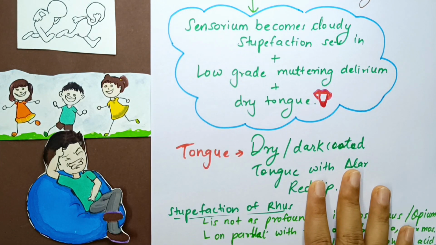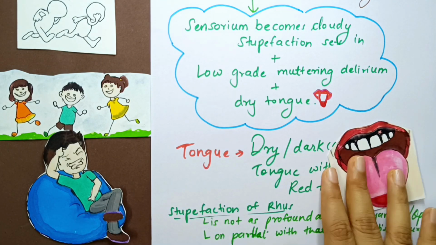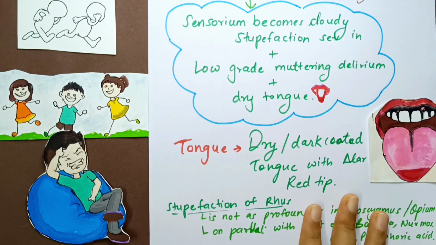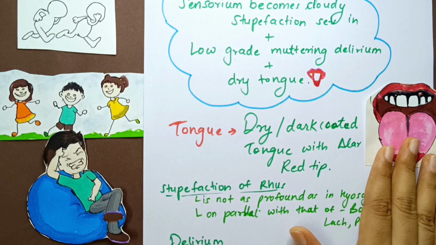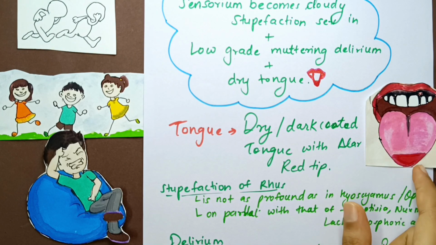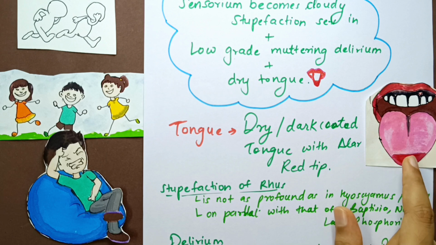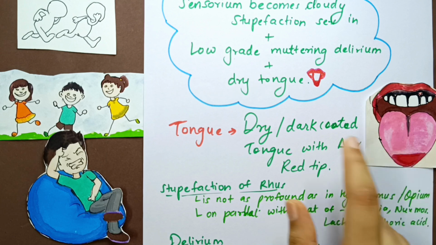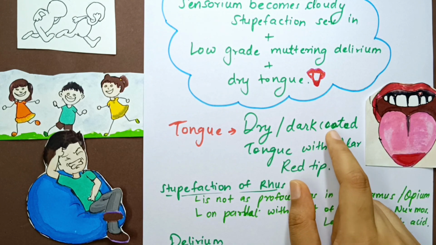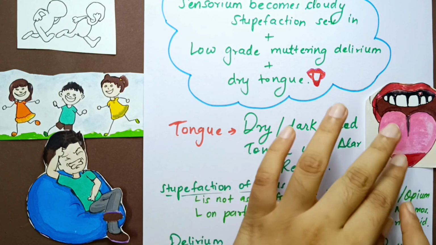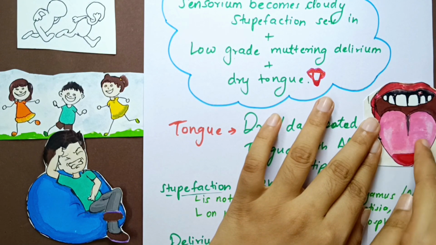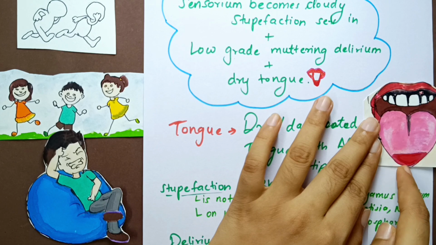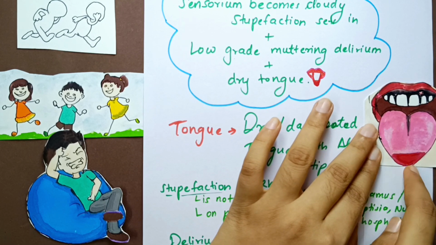Now, the tongue of Rhus Tox is very characteristic. Never ever forget about it. I hope this image helps you remember it. It is a triangular red tip tongue. It may be dry and dark coated, or dark coated also. So there can be a dark coating over here, but there will be a red tip, a triangular red tip.